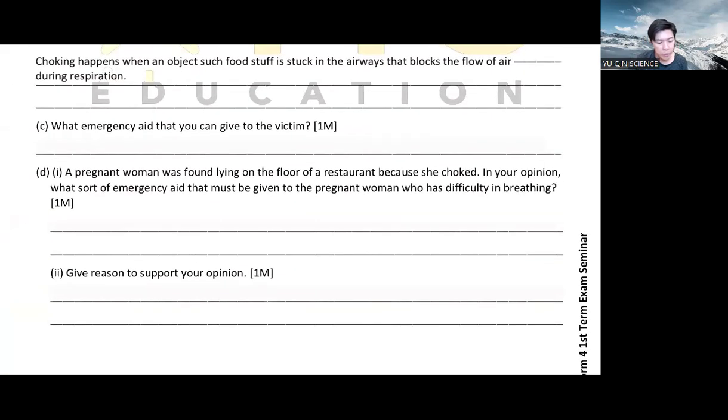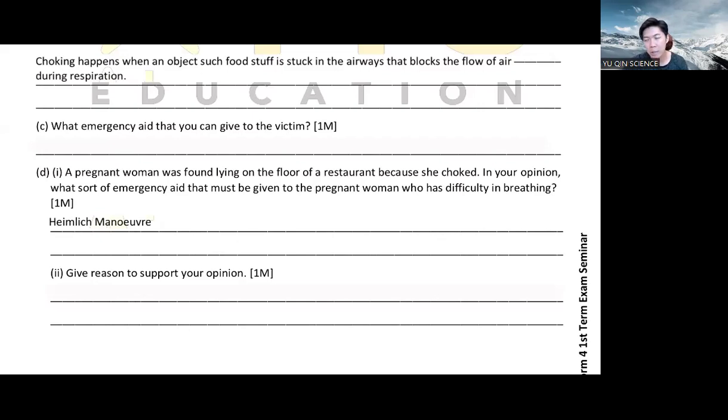A pregnant woman was found lying on the floor of a restaurant because she choked. In your opinion, what sort of emergency must it be? You might be thinking, well, pregnant woman, what should we do? Actually, it doesn't matter. Pregnant woman or normal or whoever you are, the Heimlich maneuver is extremely important. If you don't do anything about choking, the person will die, and the baby will also die. So you still continue the Heimlich maneuver.